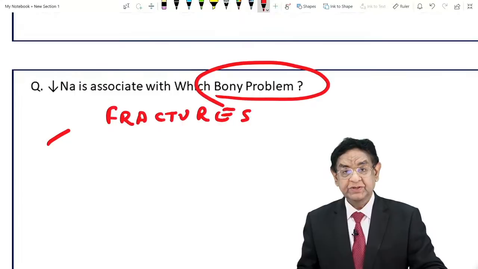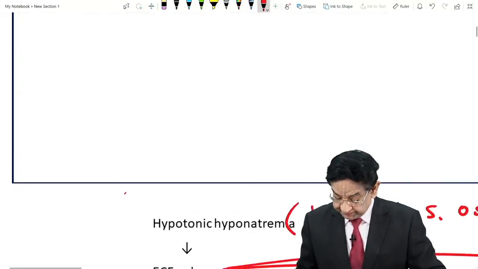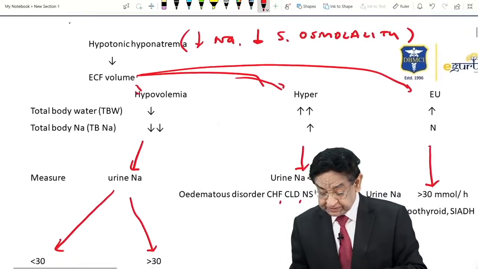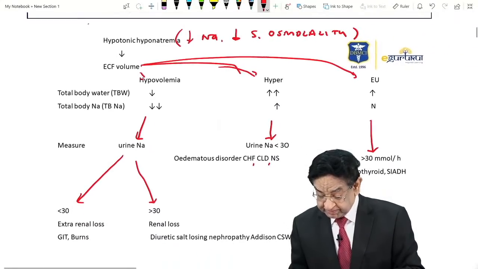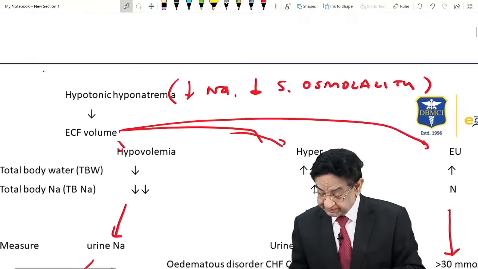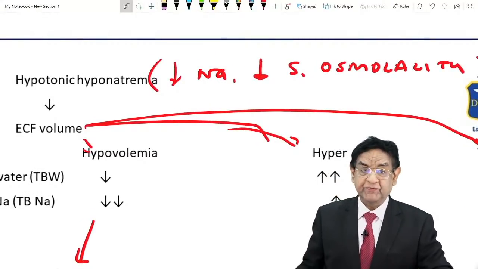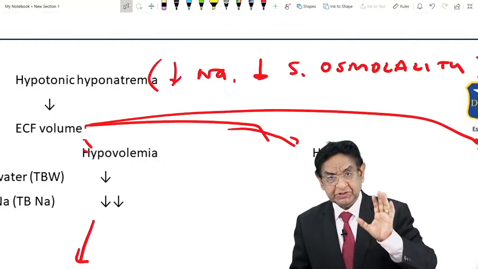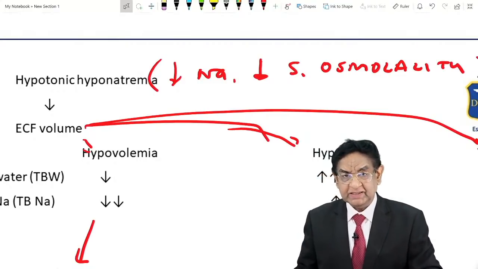Okay. With this background, we move further. So, how to approach a case? This is the gold medal, worth $1 million line. I'm giving you a flow chart worth $1 million. And if you know this chart, you can very comfortably answer any question.